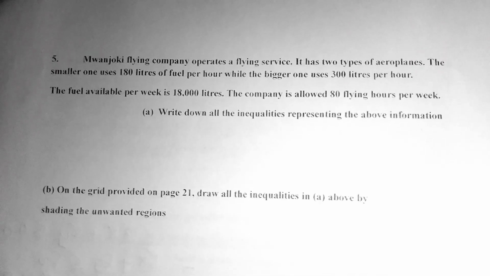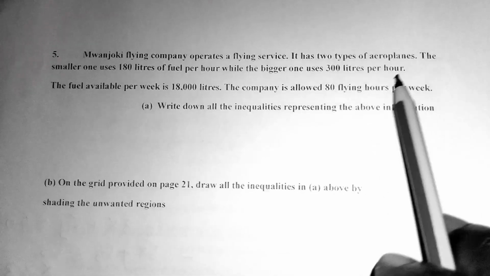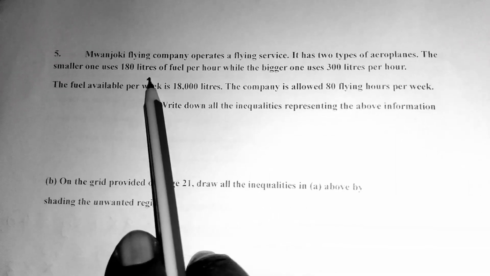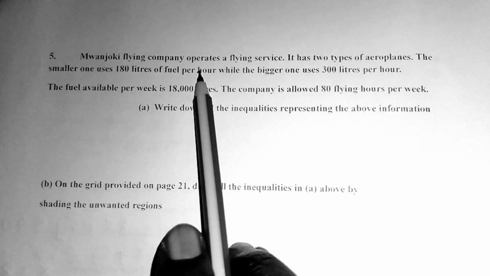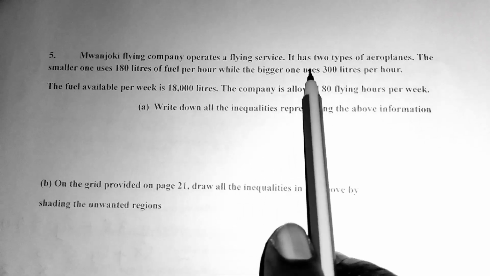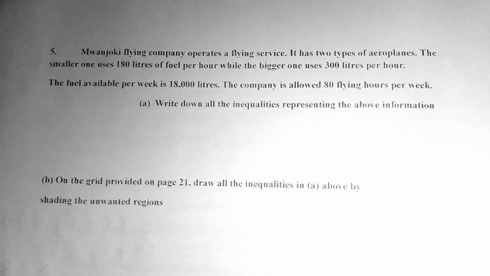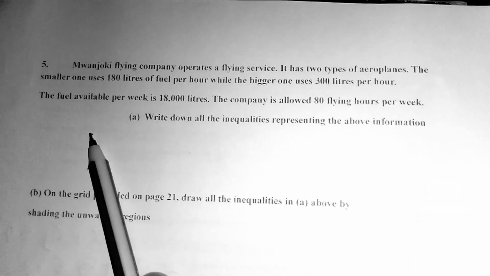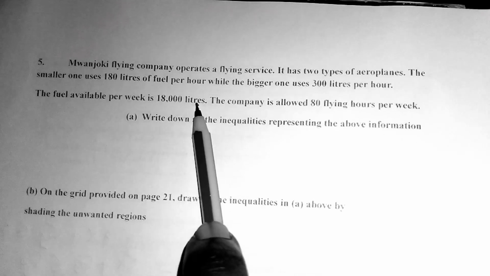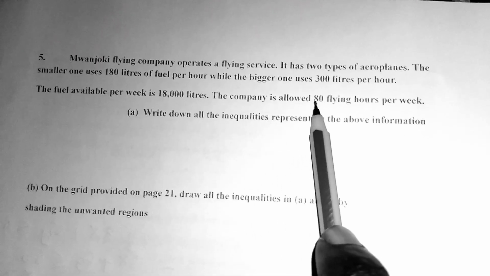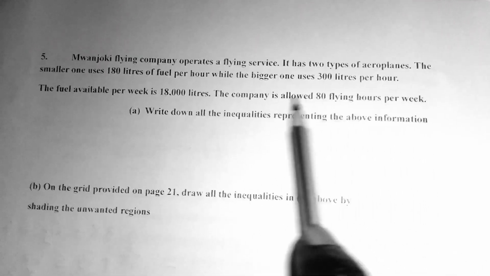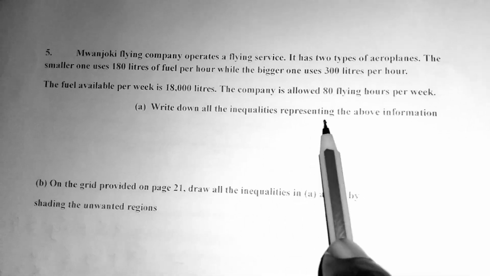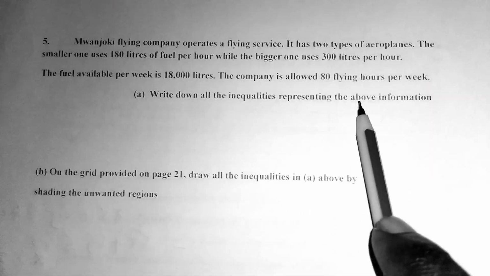The question is, Wanjoki Flying Company operates a flying service. It has two types of airplanes. The smaller one uses 180 liters of fuel per hour, while the bigger one uses 300 liters per hour. The fuel available per week is 18,000 liters. The company allows 80 flying hours per week. Write down all the inequalities representing the above information.